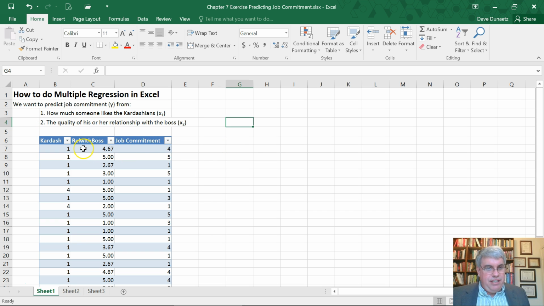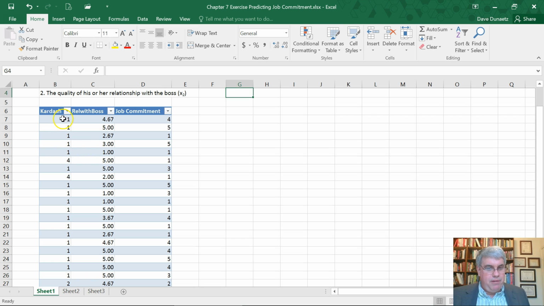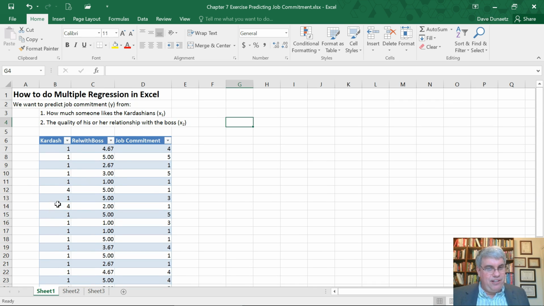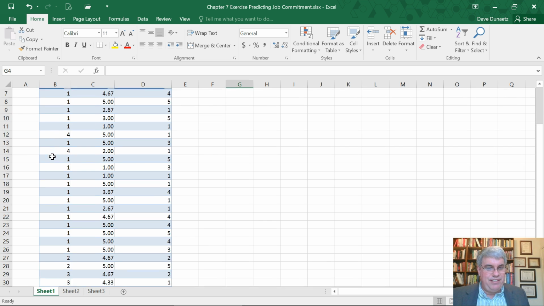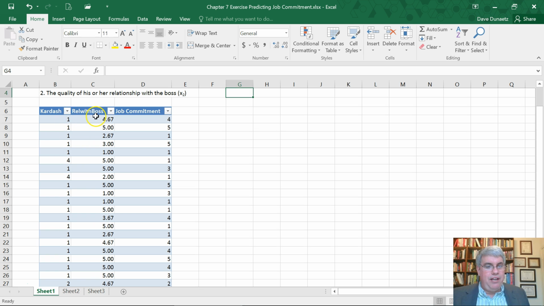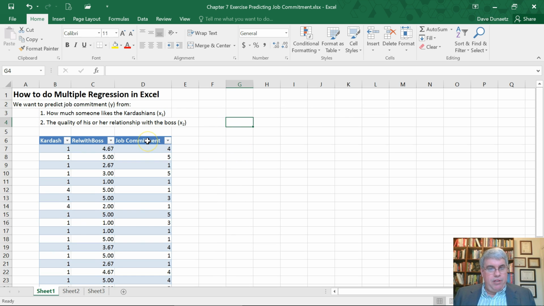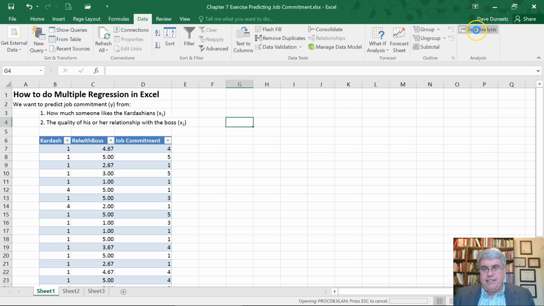So here we have the data for the class, how much people like the Kardashians. Wow, there's a lot of ones there. One's low, 5 is high. Then the quality of the relationship with their boss, which is a composite variable. It was the average of 3 questions, and then their job commitment on a scale of 1 through 5 also. So the job commitment is going to be our Y, what we're trying to predict. How much they like the Kardashians is going to be X1, and the relationship with boss is going to be X2. So we go to data, data analysis.